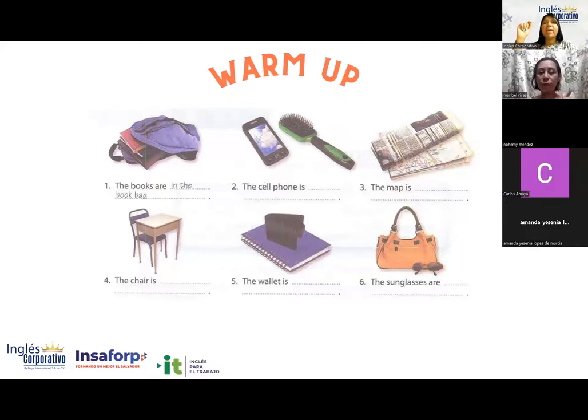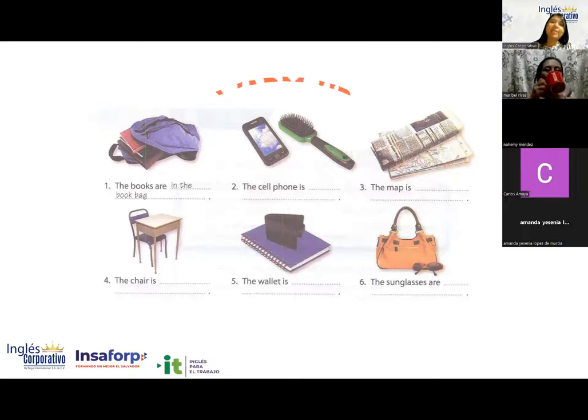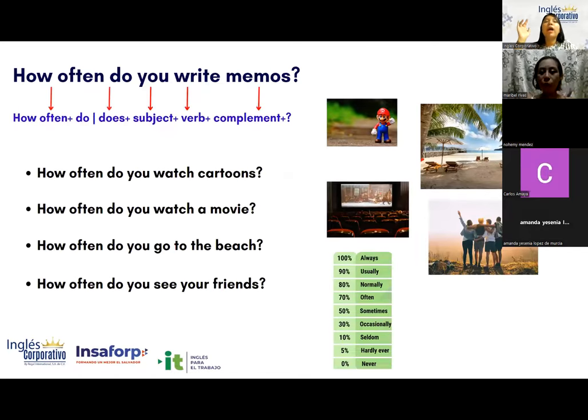The hairbrush. Very good. Excellent. And number three, where is the map? Under the newspaper. Excellent. And where is the chair? Below the table. Excellent. And where is the wallet? On the notebook. And where are the sunglasses? In front of the bag. Very good. Excellent.